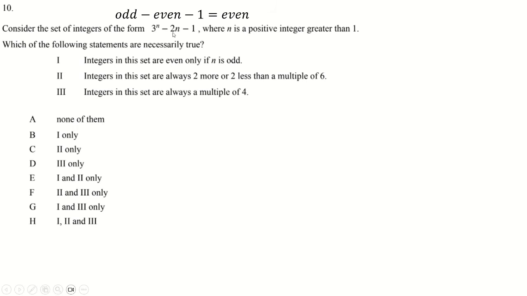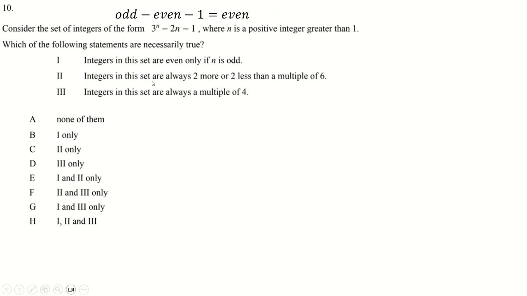This is definitionally, as we've seen at GCSE, odd. Odd minus even is odd, but then when you take away another 1, you get to an even. So this is always even. It's just going to always be even. So this statement's not true because that statement says only if n is odd. It doesn't matter. It's going to be even all the time.